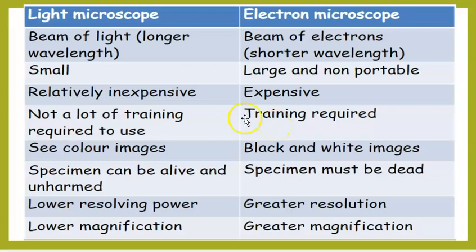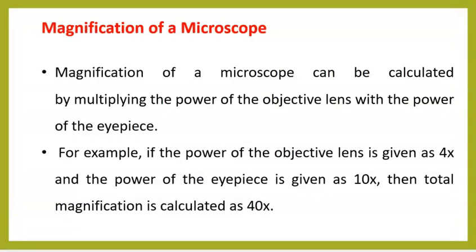But what is more important to know here is that in a light microscope you can see color images, whereas in an electron microscope you can just see black and white images. In a light microscope you can see living specimens, whereas in an electron microscope the specimen has to be dead. And coming to which one is better in terms of resolving power or magnification, we will see the electron microscope is much better.